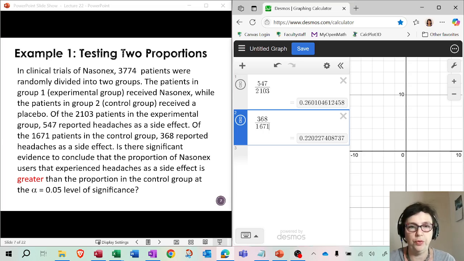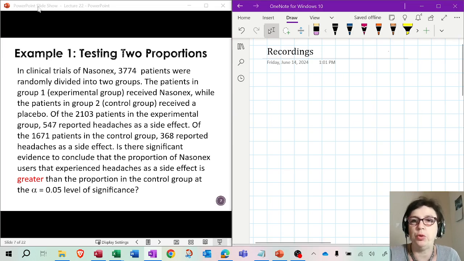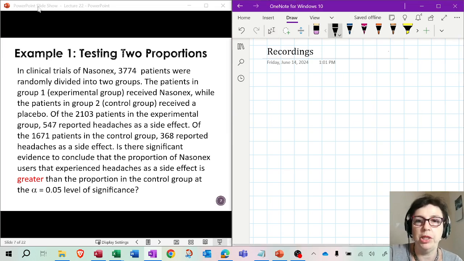Well, that's what we need to find out. Now, we want to test here whether the proportion of Nasonex users who experience headaches is greater. So what does that mean in terms of our alternative hypothesis? Is it going to be a right tail test or a left tail test? How do we know?